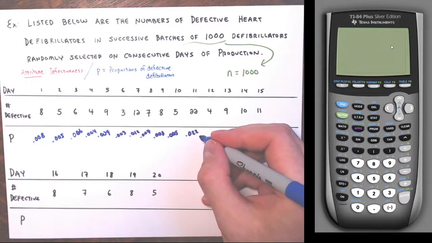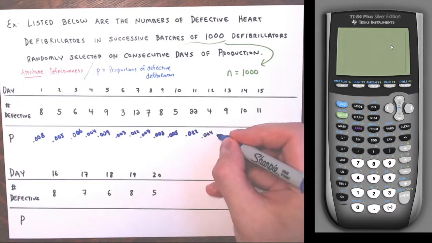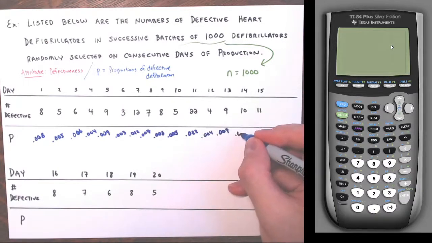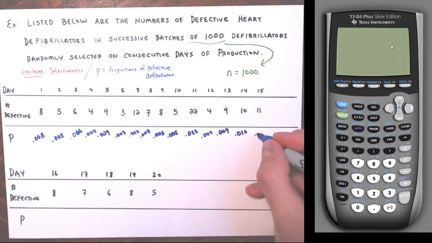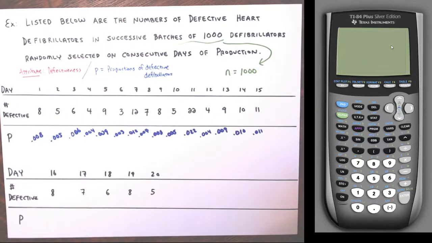That's pretty high. That's probably going to come back to bite them. Then 0.004, 0.009, 0.01, 0.011. That's also 1%, 1.1. Again, if you're making defibrillators, these are things that could save people's lives. Having 1% defectiveness is not good.